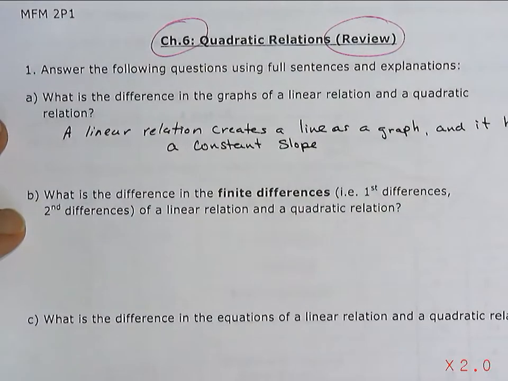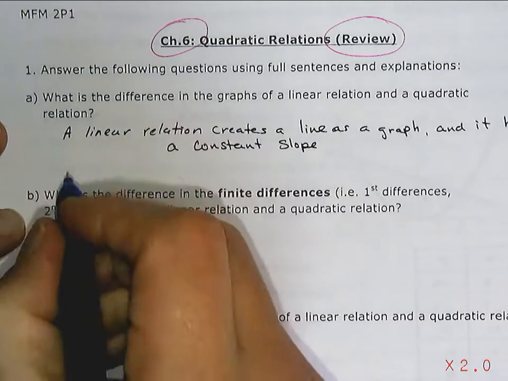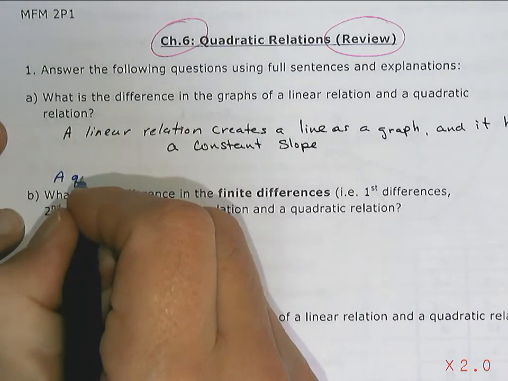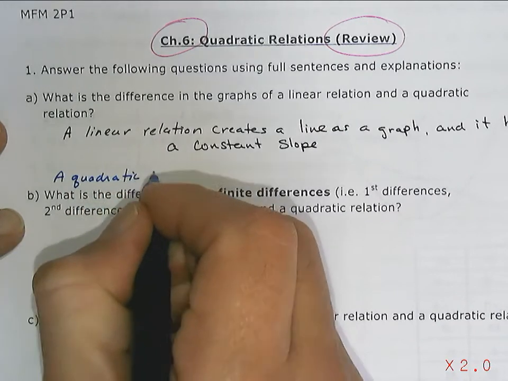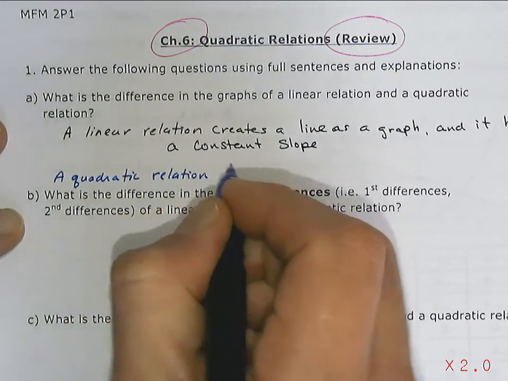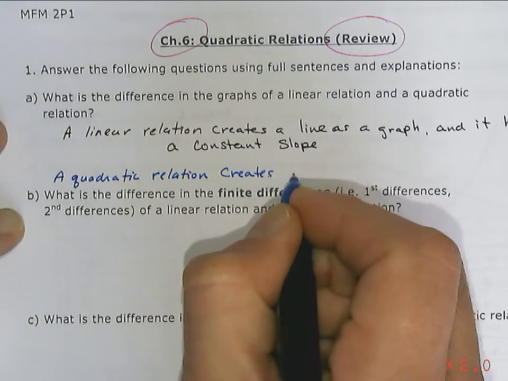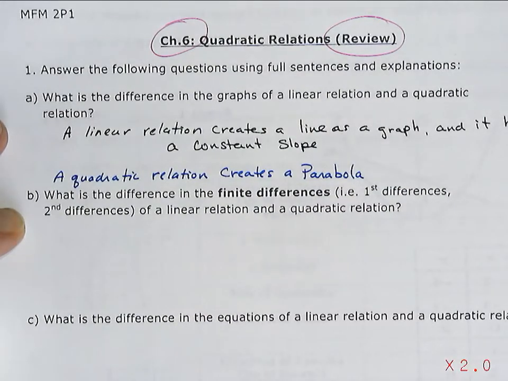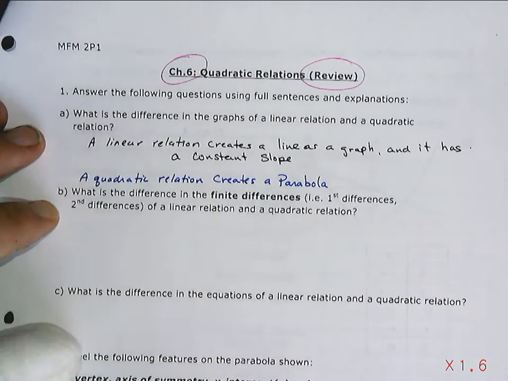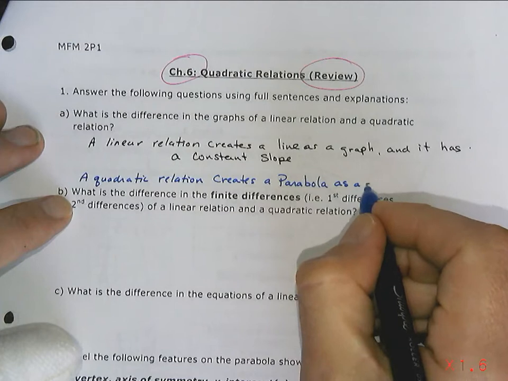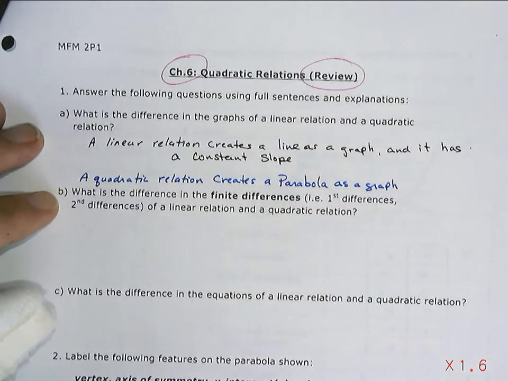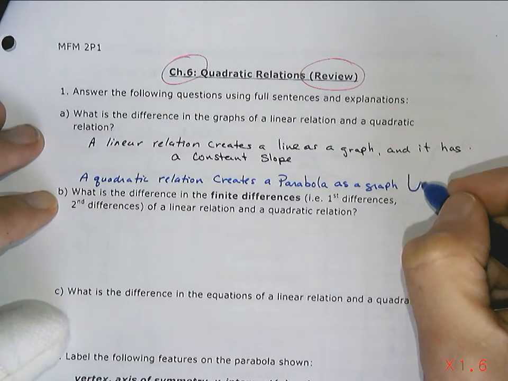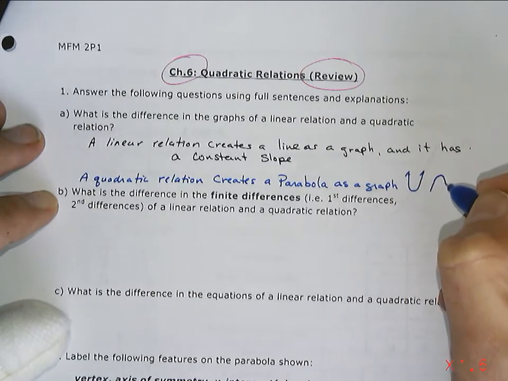Now, that's different than a quadratic. A quadratic relation creates a parabola. Now remember, that's how you say that, parabola, not parabola. So that's a parabola. It creates a parabola when it's graphed. And remember, that's a U-shaped object. That's an object that looks like this. Or if it opens down, looks like that.